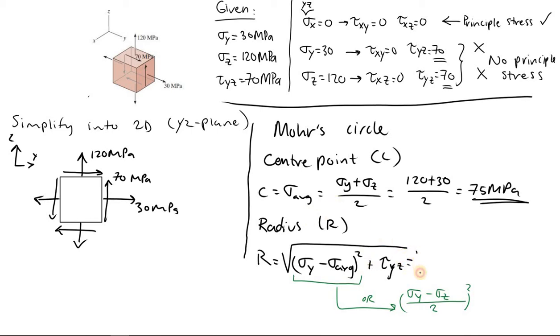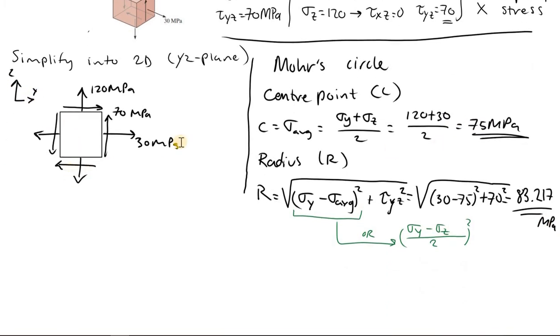So let's just put our values in here. 30 minus 75, squared, plus 70 squared. Don't forget the squared in there as well. And we'll find that we have 83.217 megapascals. Now that I have my center point and my radius, I can go ahead and start sketching out my Mohr's circle.